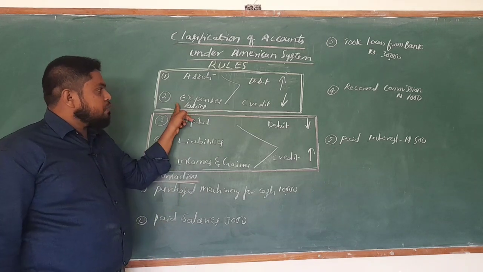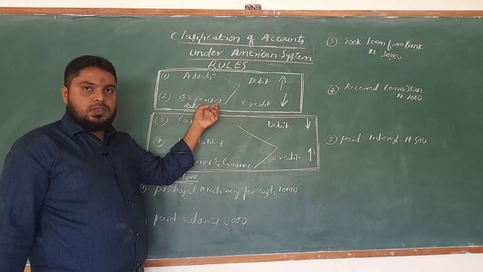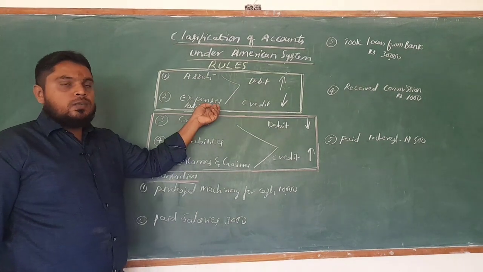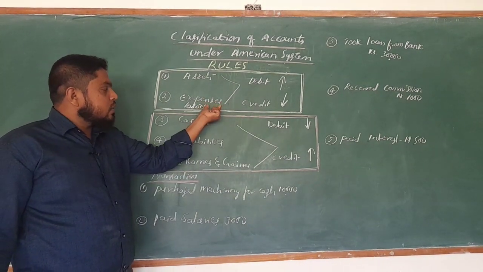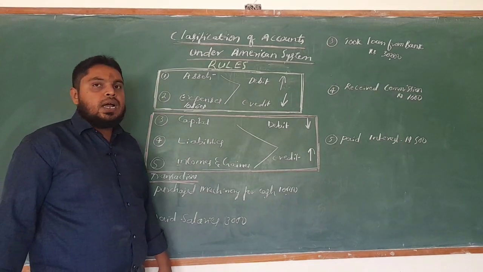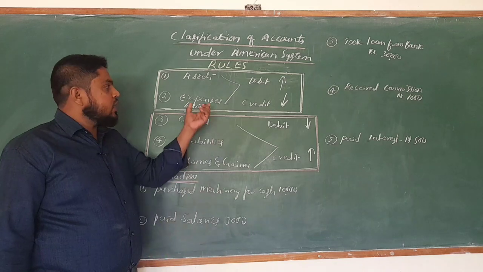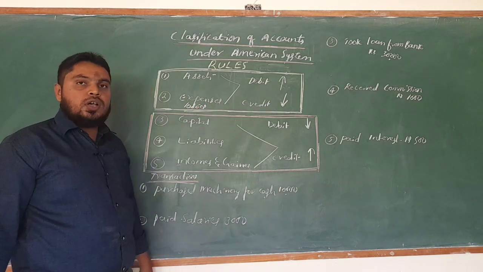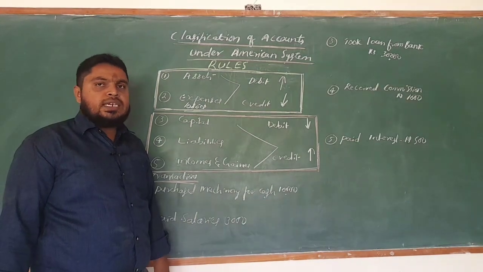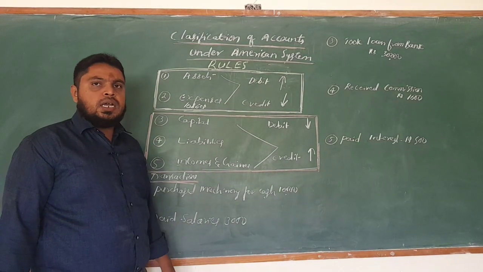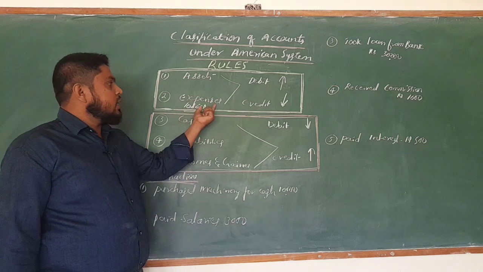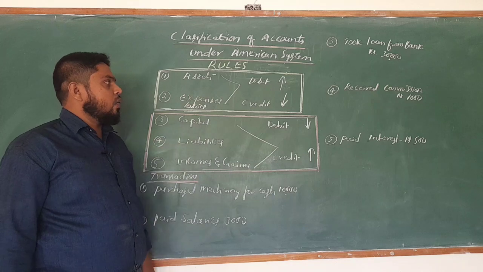Next, the expenses and losses account. The expenses incurred by the business while carrying out its activities come under the expenses and losses account. For example, salaries, rent, wages, commission, interest. So all expenses come under the expenses and losses account.